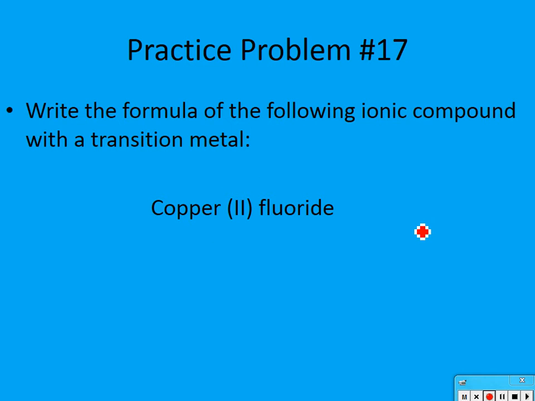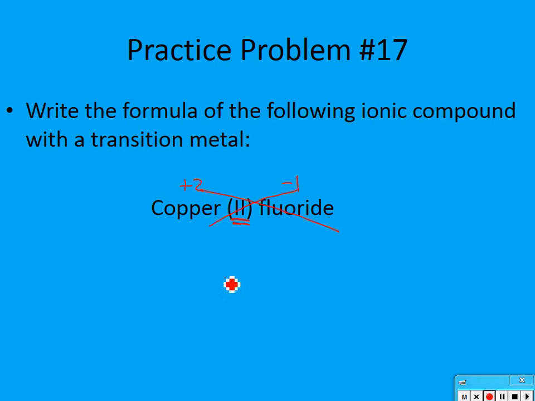Let's try a little bit harder one here. Now we're going to go from the name. It's given us the name, and it wants us to go to the formula. Okay, copper 2 fluoride. Again, if you have the name, guys, what do you write above the name? The charge. What's the charge of copper 2? It's a +2. What's the charge of fluoride? -1. Now what do I do? Crisscross. You bring that 2 over there, the 1 comes over here.